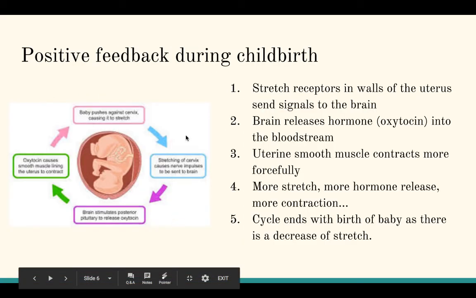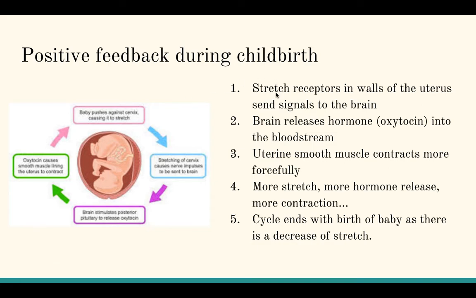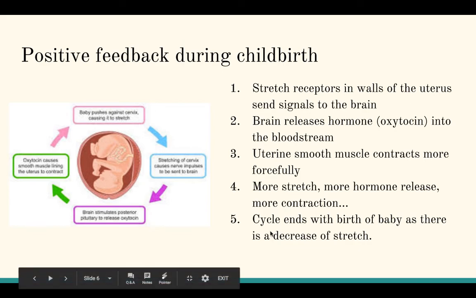During childbirth, like I mentioned earlier, the stretch receptors in the walls of the uterus send signals to the brain. Your brain releases a hormone, oxytocin, into the bloodstream. The smooth muscle in the uterus contracts more forcefully, causing more stretch, more hormone release, more contractions, and it just intensifies and intensifies until that baby is born. Once the uterus stops stretching, the whole cycle stops and there are no more contractions. You can see there's another image of it again.